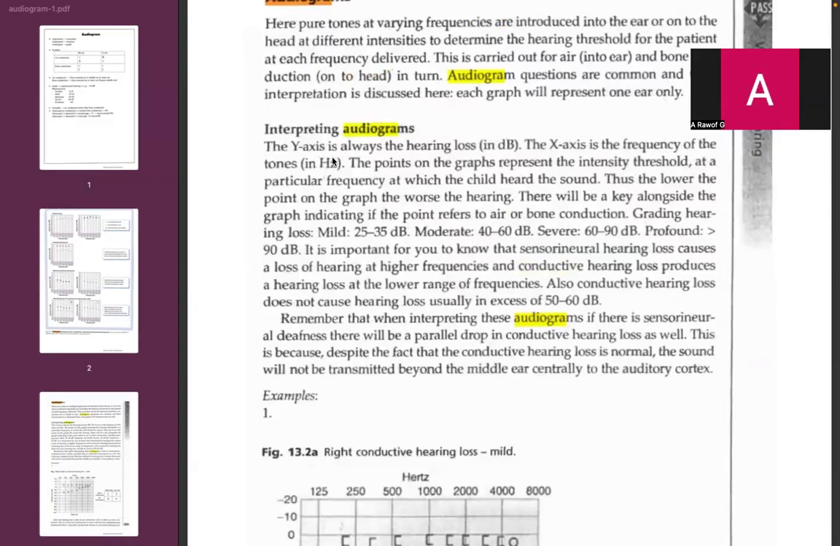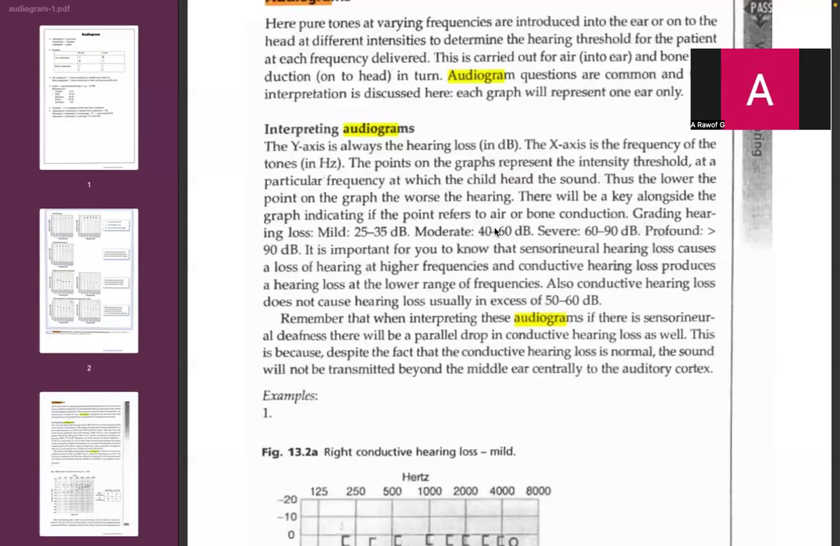Interpreting audiograms. The y-axis is always hearing loss in decibels. The x-axis is the frequency of the tones in hertz. The points on the graph represent the intensity threshold at a particular frequency at which the patient heard the sound. Thus, the lower the point on the graph, the worse the hearing. There will be a key alongside the graph indicating if a point refers to air conduction or bone conduction.